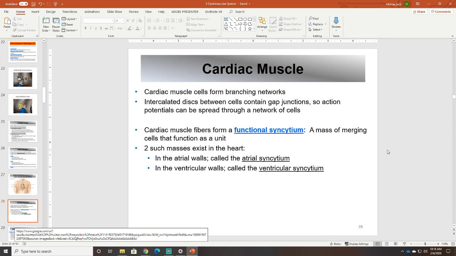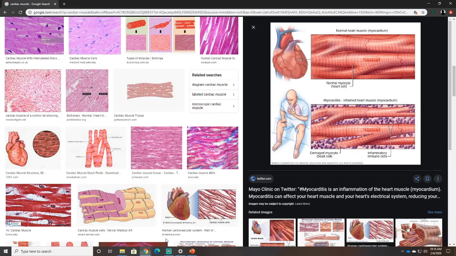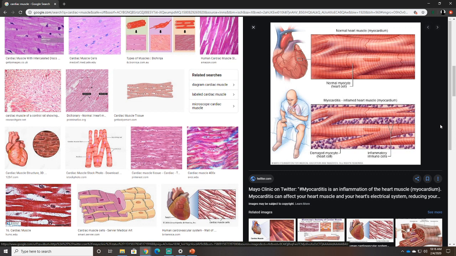So why are the intercalated discs important? Well, one, they hold the muscle cells together, but two, they have gap junctions embedded in the intercalated disc. If you don't remember, a gap junction is basically an opening from one cell into the next. Two cells are connected to each other, and there's some like open windows between them.